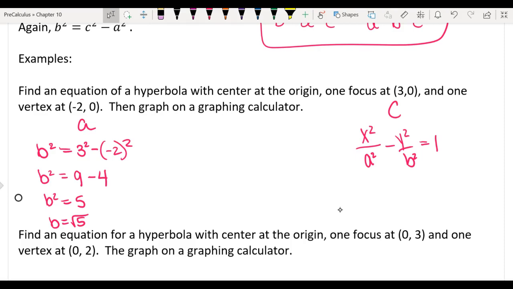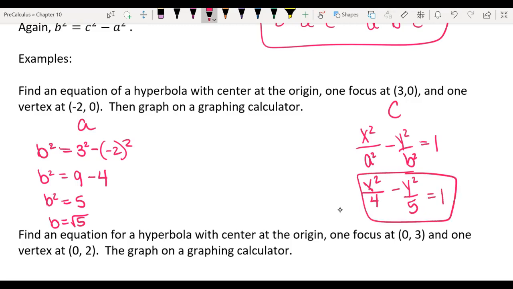Then you plug in your C and your A into this formula up here, and then you solve to get what B is, and now you're writing your equation. You're going to get X squared over, let's see, A is -2, so A squared would be 4, minus Y squared. B is the square root of 5, the square root of 5 squared is 5, equals 1.